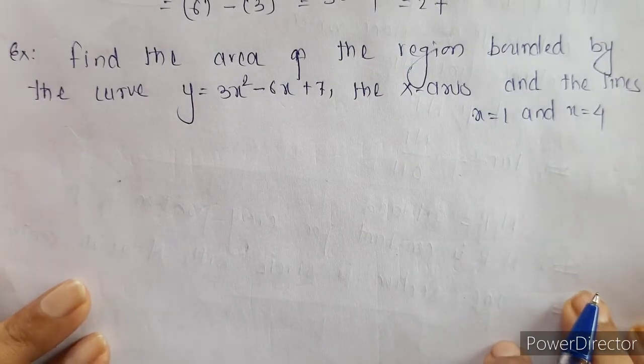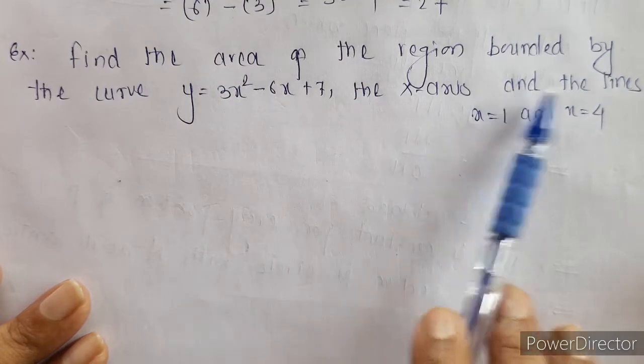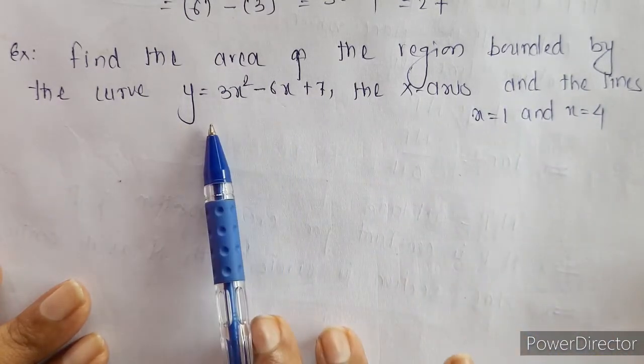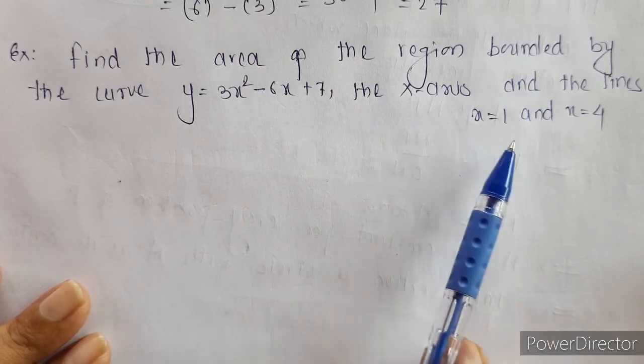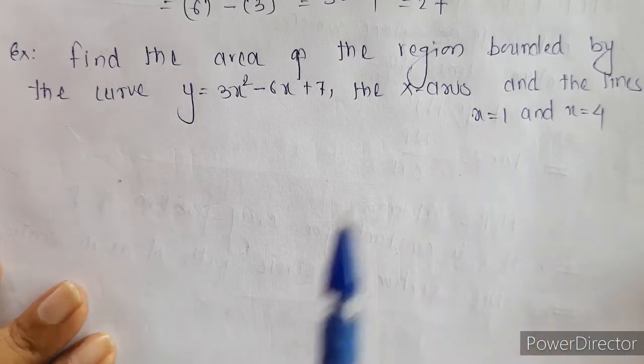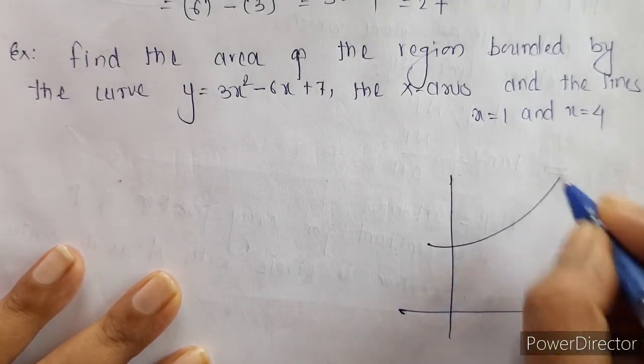Next question, it is similar to the previous one. Again we have to find the area of the region bounded by the curve y equals 3x square minus 6x plus 7, the x axis, and the lines x equals 1 and x equals 4. So this curve will look something like this.